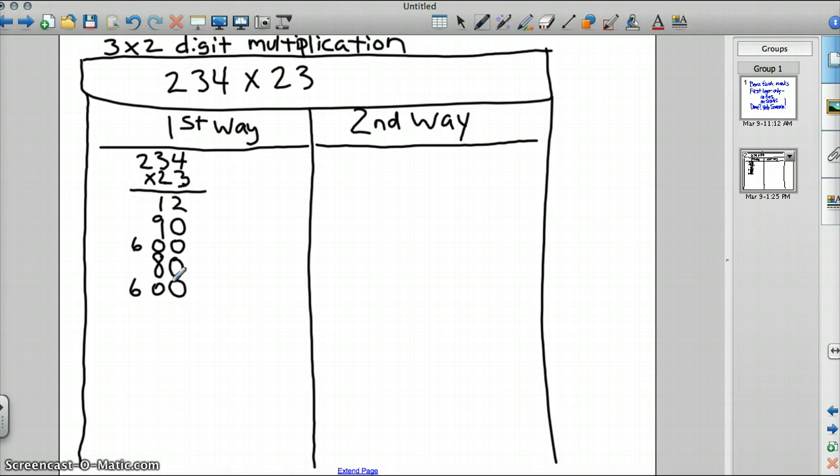And finally, we have 20 times 200. And 200 times 20 is the same thing as 2 times 2. Add how many zeros? 1, 2, 3. So that's going to be 4,000. Three zeros. So now we make sure that everybody's lined up in the proper spot, and now we add.